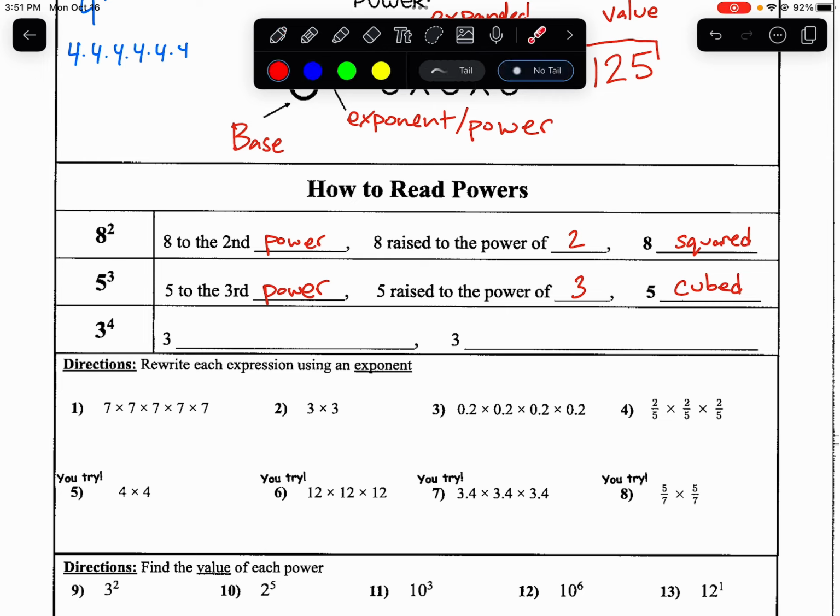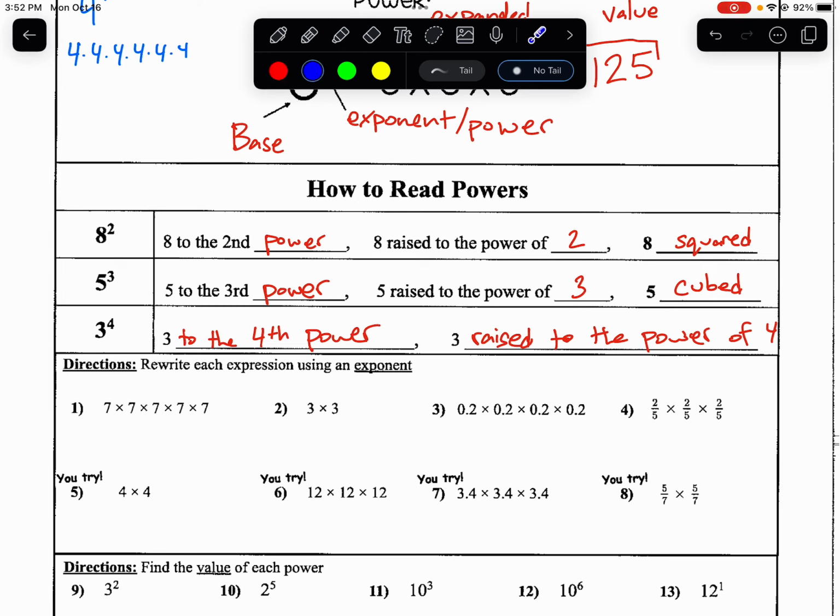The next one is 3 to the fourth power. Or we can also read it as 3 raised to the power of 4. There are other ways to read it. You could also say 3 to the fourth, or 5 to the third. These are other names for it. 3 to the fourth power does not have a special name. There's no special shape, it's not like a rectangle. The fifth power also doesn't have a special name, nor the sixth power. The only two powers with special names are 2 and 3.